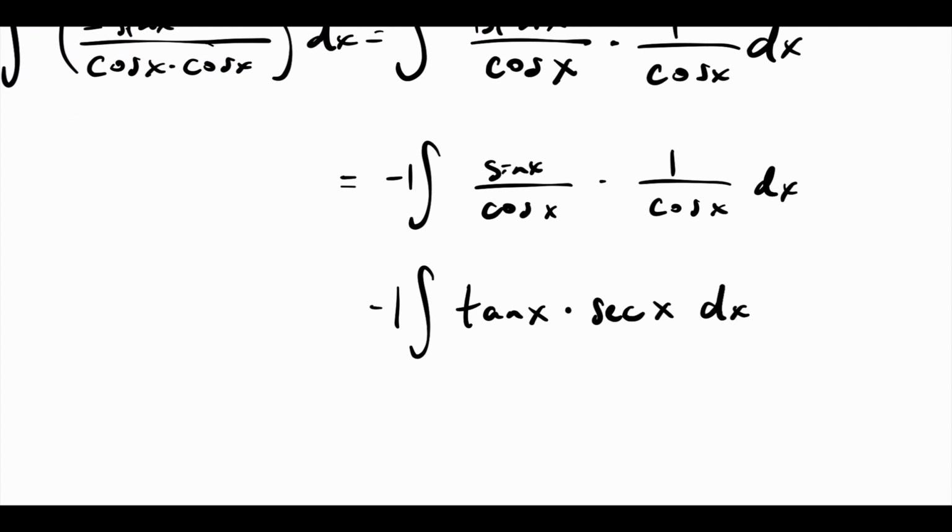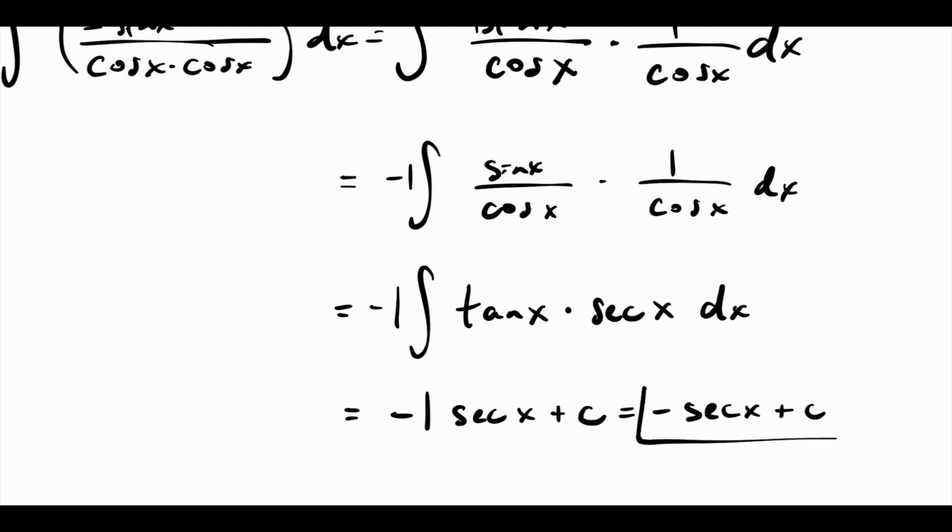And if you go to your sheets or look at these notes, that's one of ours, right? It's just in the opposite order. It's secant x, tangent x. And what's the antiderivative of secant x tangent x? Secant x. So it's negative 1 times secant of x plus c, or just negative secant x plus c.